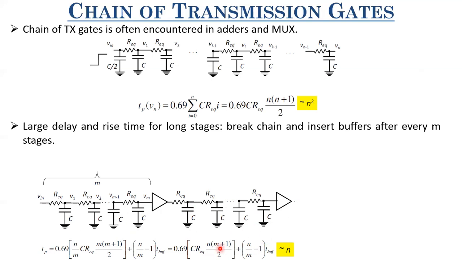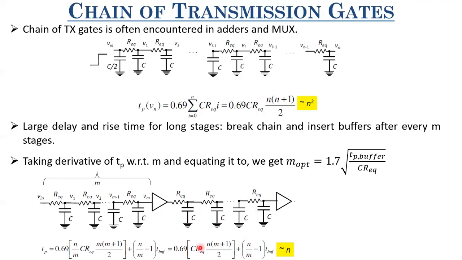And you see that this expression is now proportional to n. So the increase in delay as a function of n is reduced from n squared to n. So it's better, right? Also, if you differentiate this function with respect to m and equate it to 0, the optimal value of m comes out as 1.7 root Tp buffer divided by C into R equivalent. Doing this calculation, you'll find that m optimal for 0.25 micron technology is close to 4. So you can find this value of m optimal as well, that is, after how many such stages we should insert a buffer.